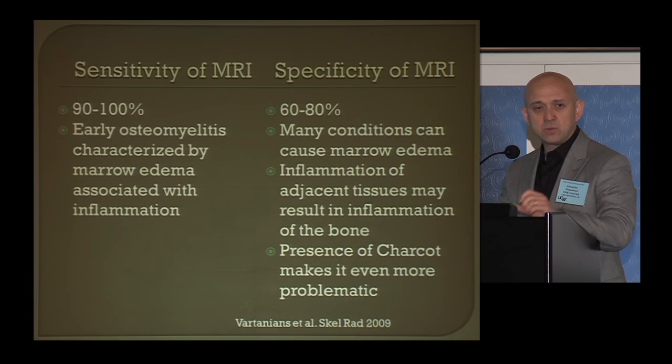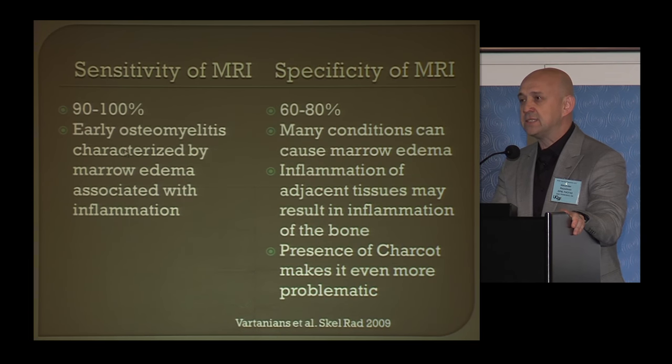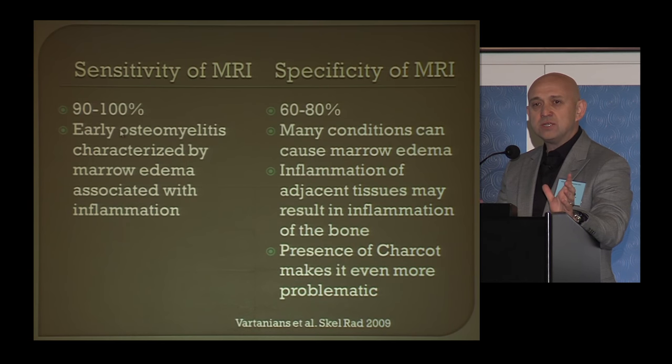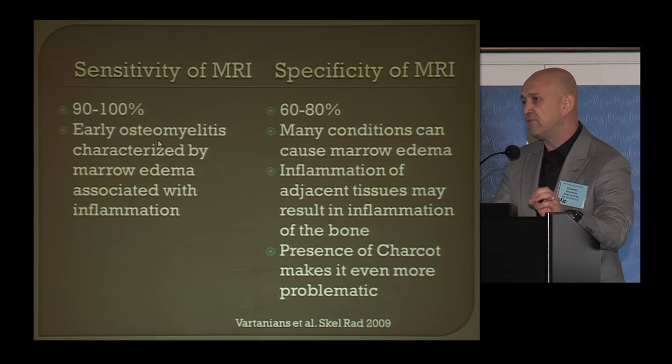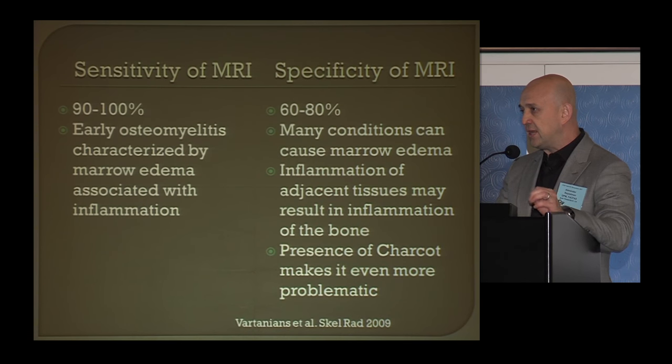So let's examine this real quickly. If we know that the sensitivity of the MRI is almost 100%, what that tells us is there's a very low to non-existent false negative rate. So if you have a negative MRI, there's a very high negative predictive value. What that tells you is this osteomyelitis is not present.